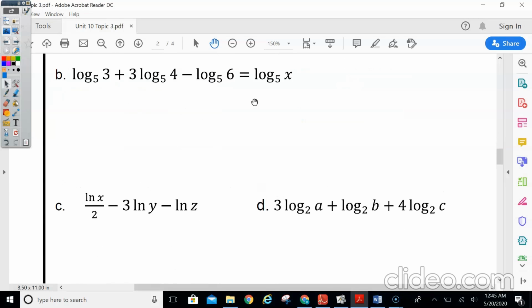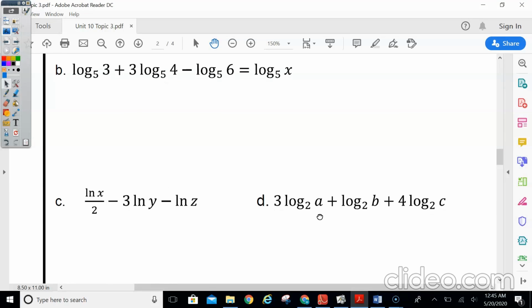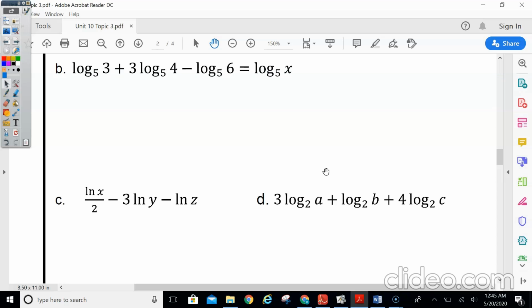Alright, so these B, C, and D are basically the same thing. So B, we're going to do the same thing as solve for x. C and D, we're just going to condense it into a single expression. We're not actually going to solve because these have variables in them. Okay, so first, we look for any powers. That would mean there's a coefficient in front. So again, the middle logarithm has a coefficient. So we're going to take it and move it and make it an exponent.